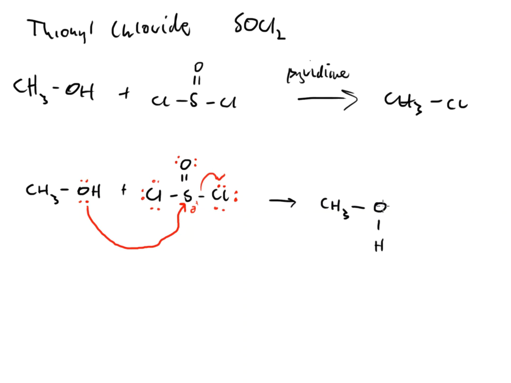So this OH, there's the alcohol group, and the O now has formed a new bond with the sulfur that's double bonded to an oxygen, and it still has one of those chlorines on it. It only got rid of one. That was it.